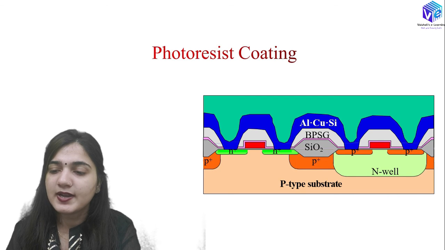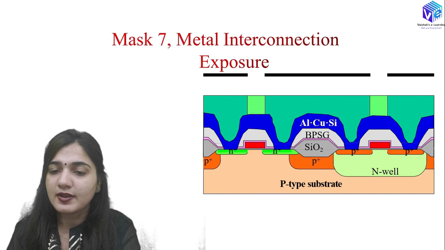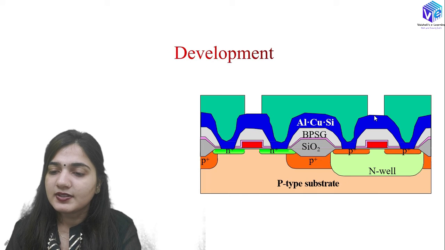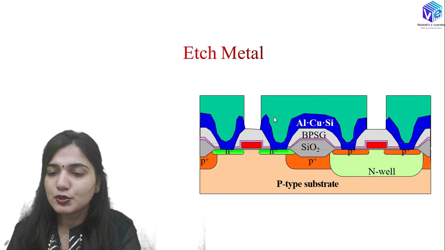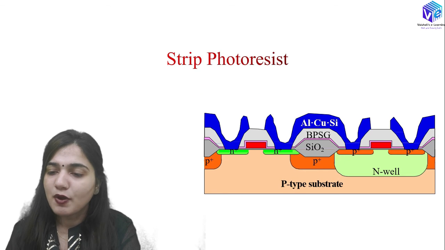For that I will be again doing the photoresist coating, and then I will be using mask 7 for metal interconnection exposure. And you can see over here we have changed the characteristics of the photoresist, and after that I will be going to the development phase, and here I will be etching out the aluminium copper silicon layer over this area only, right? So here you can see we are going to etch out the metal over here, and after that we are going to strip off the photoresist.